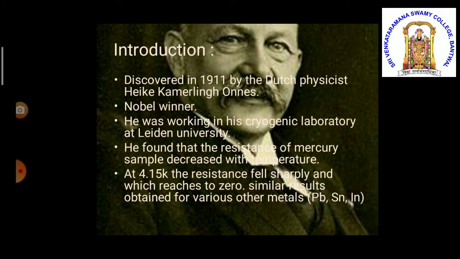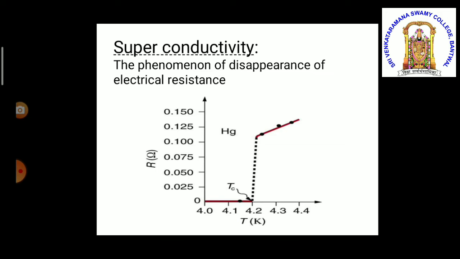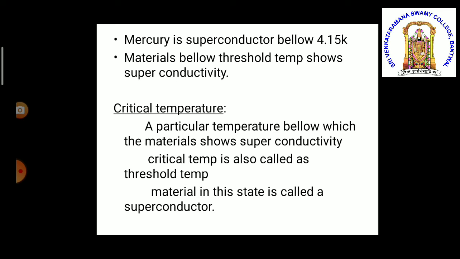So superconductivity is nothing but the phenomenon of disappearance of electrical resistance, and this particular graph shows the variation of resistance of a mercury sample with temperature. As temperature decreases, the resistance of the sample also decreases, but at one particular temperature resistance fell sharply and reaches zero, and this particular temperature is called critical temperature.